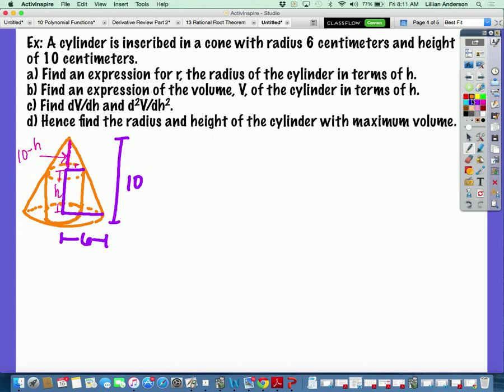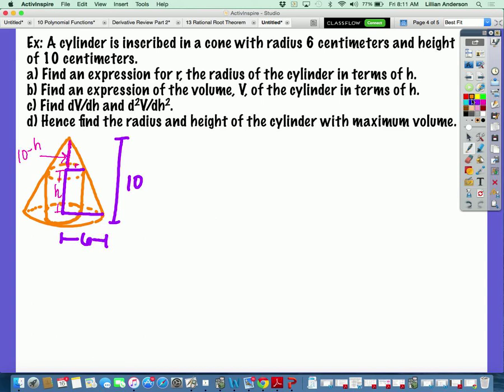So now back to the rest of the problem. Find expression for r. Okay? And technically, all this is basically given to you. This diagram here would be given to you so that you can answer these questions. Find expression for r, the radius of the cylinder, in terms of h.